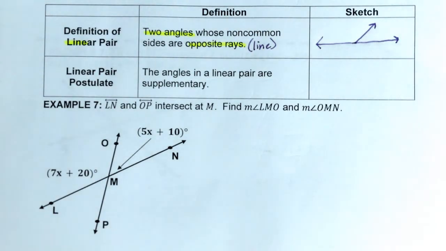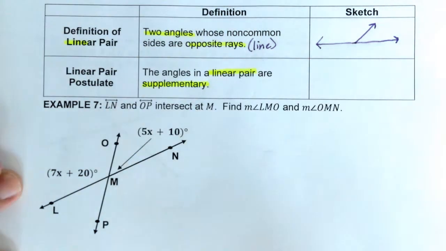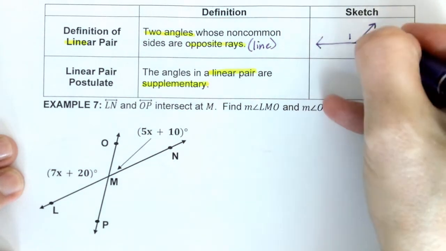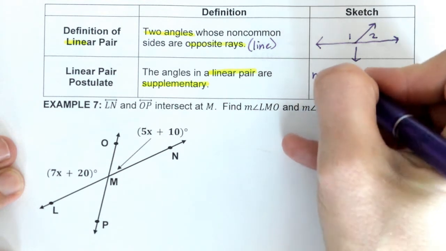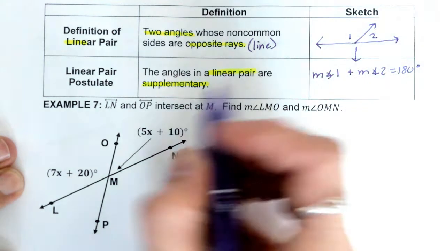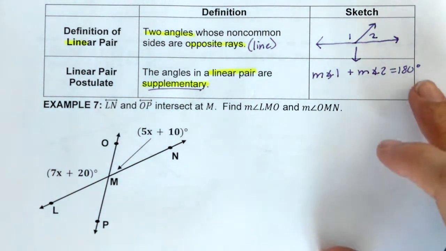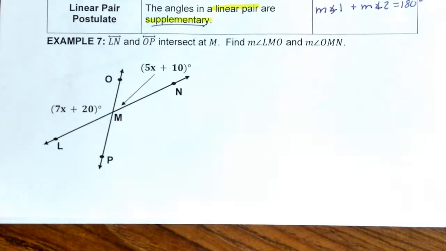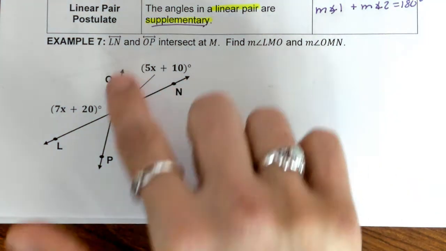Your linear pair postulate is just letting you know that a linear pair is supplementary. So if we take a look at this one, we said this is angle 1 and this is angle 2, we could come down here and say, therefore, the measure of angle 1 plus the measure of angle 2 is 180 degrees because it's supplementary. And that's what we need to use, that 180, to solve when we have linear pairs. So here on this problem, we have our two different angles, okay? We have that line LN and line OP intersect at point M.